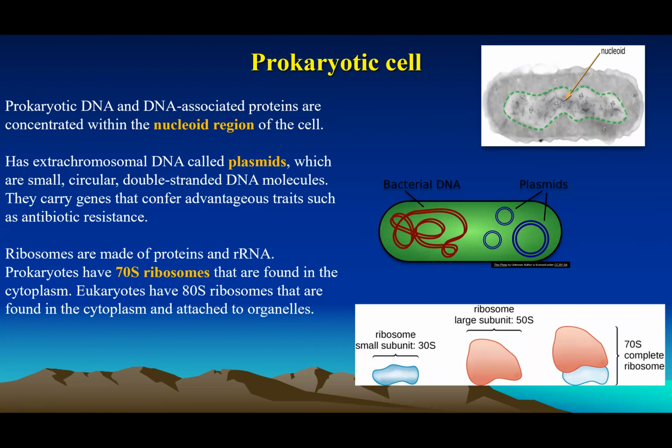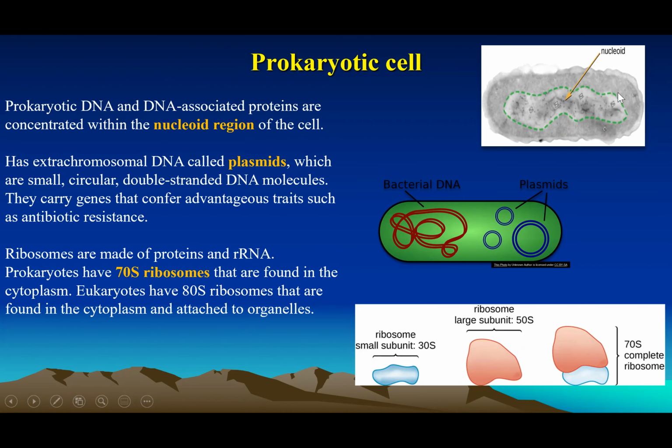So here, let's look at some of the organelles in a prokaryotic cell. If this looks like a bacterial cell, the DNA is found in the nucleoid region, and it's usually associated with some special proteins here. And the bacterial DNA is a long circular loop. However, there is extrachromosomal DNA, called plasmids, which are circular, double-stranded. And one interesting factor is that they will carry genes that confer traits like antibiotic resistance.